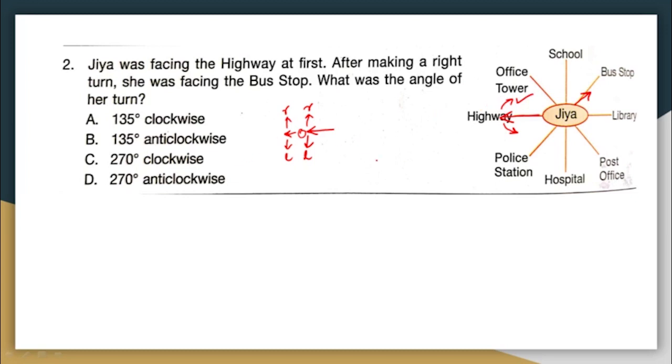So Gia was standing like this. She is turning right. Okay, she is turning in this direction and she is now facing the bus stop, which is like this. The bus stop is in this direction. She was earlier facing like this and now she is facing like this. She is facing the bus stop.